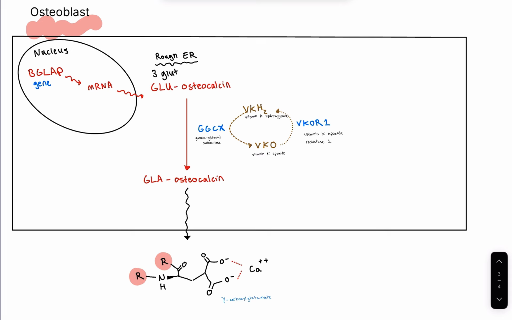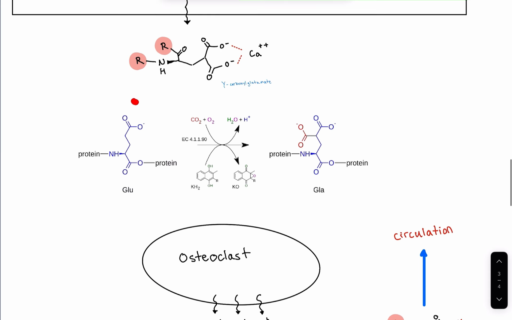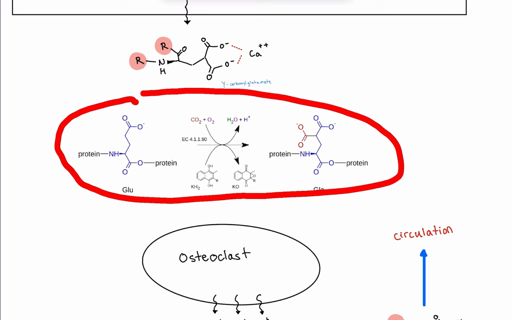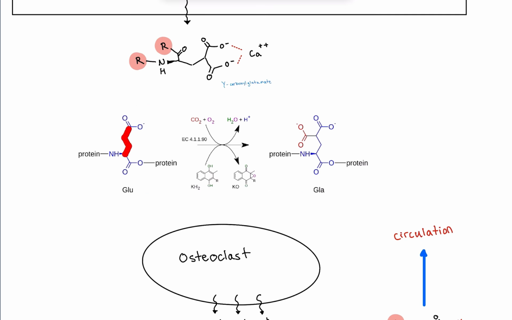And what happens is this cell will modify those three glutamate residues to form a gamma carboxyl glutamate residue. And what that means effectively is it's doing this reaction right here, where it's taking a glutamate residue, this is our little glutamate residue right here, and it's adding a carboxyl group to that glutamate residue. So I have two carboxyl groups bound to the same carbon, and each carboxyl group has a negative charge on the oxygen, which allows these two negative charges to coordinate or chelate with calcium.